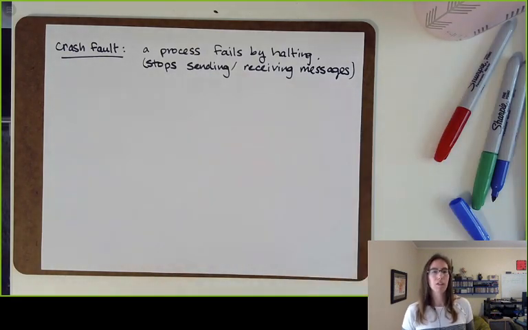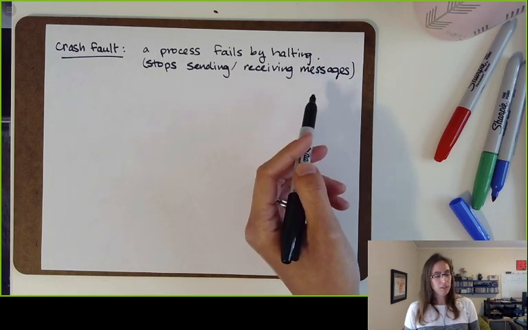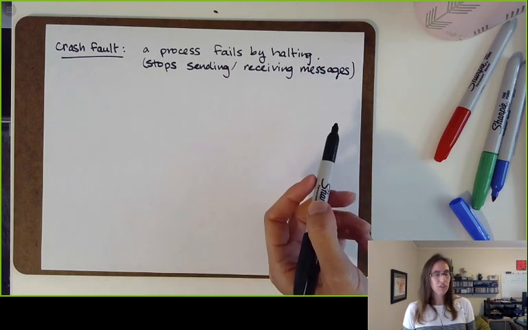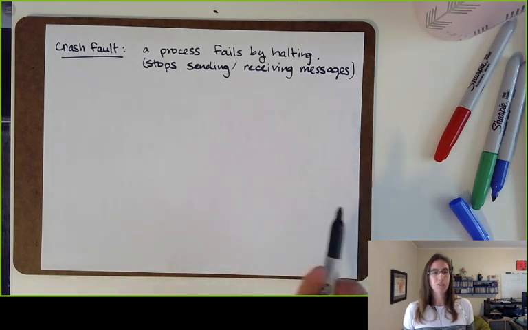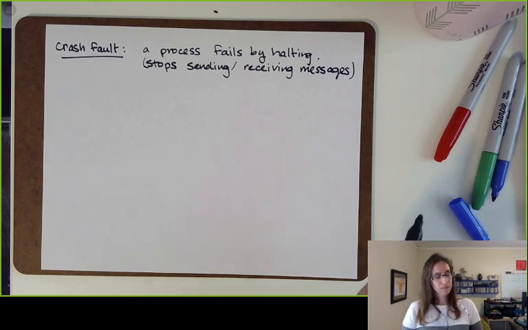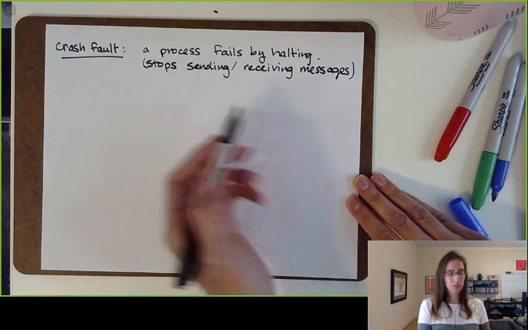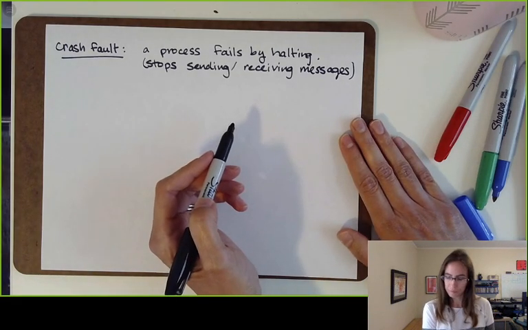But the thing is that if you're some other process and you want to know whether this process is up or not, well, if it stopped sending and receiving messages, then as far as you're concerned, it has crashed, even if it's still doing something by itself. So as far as any external observer is concerned, it's crashed if it stopped sending and receiving messages, even though it still may be doing some sort of computation on its own.